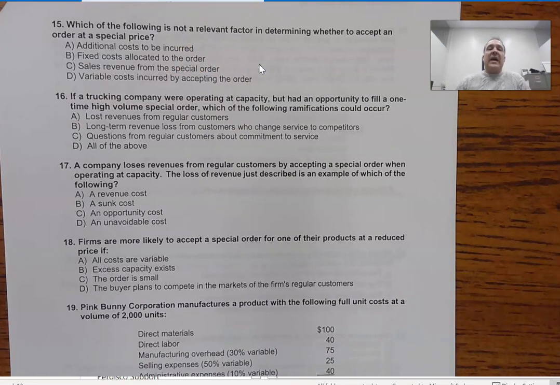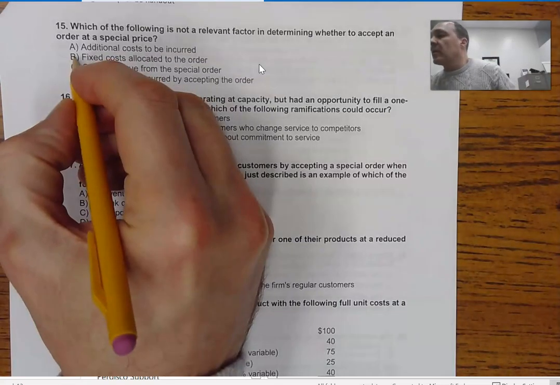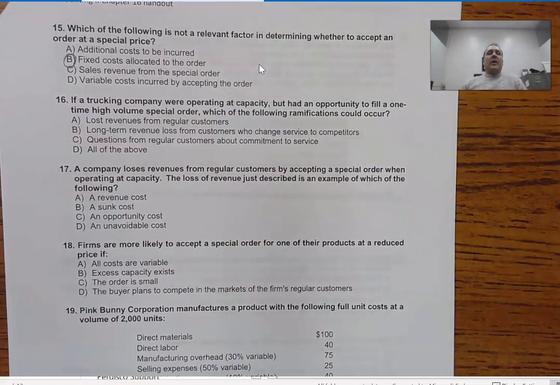Fixed costs allocated to the order. Okay, the $3 is the fixed cost allocated to the order, right? And so that's going to be our answer. Fixed costs are not always irrelevant, but they are often irrelevant. So if a fixed cost is unavoidable, in other words, if it's going to occur anyway, then it doesn't matter. So let's just look at the rest of these real quick.